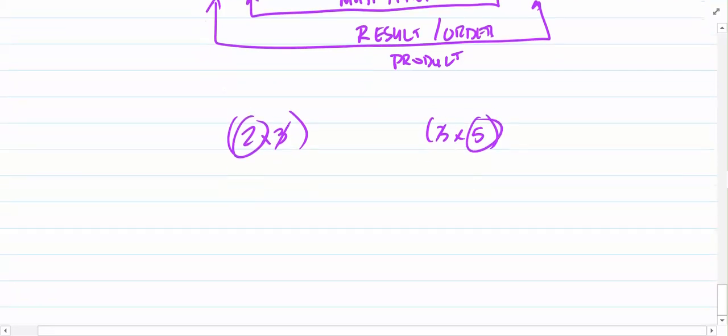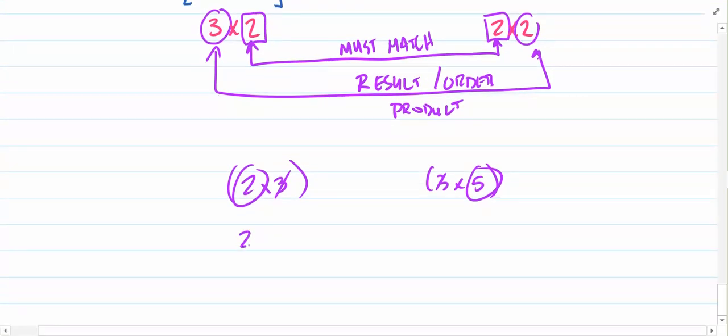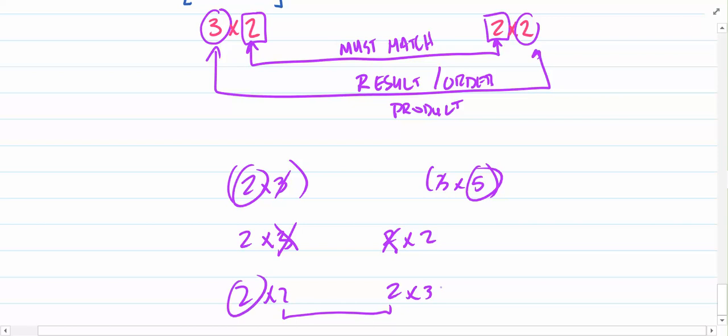How about a 2 by 3 and then a 2 by 2? Can you do that? No, you have to switch them. I cannot do it this way because those don't match. But I could do a 2 by 2 and a 2 by 3. That I can do because those match, and my result would be a 2 by 3. So there's a way to do it.